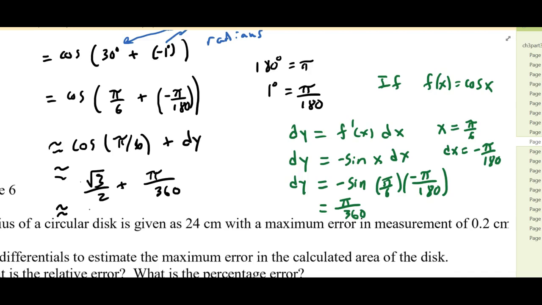So I'm going to put it all together in one line: root 3 over 2 plus pi over 360. You said 0.87? So that's approximately 0.875, if I round it.